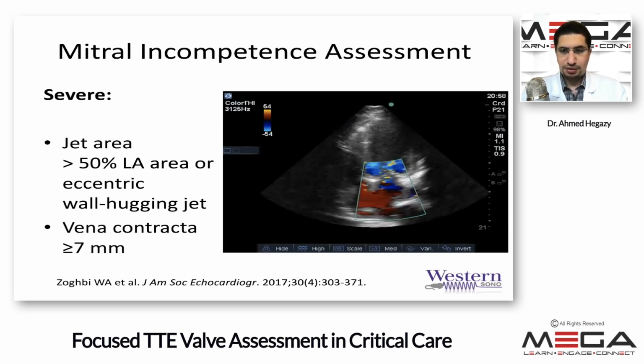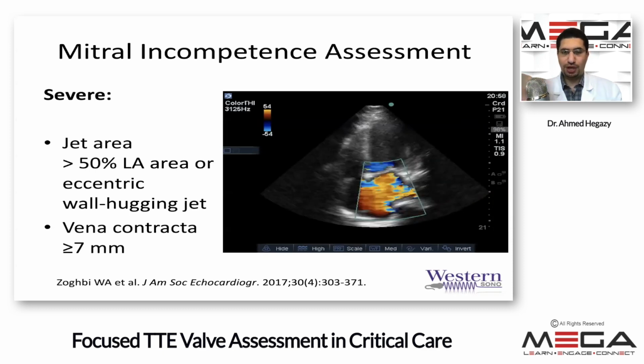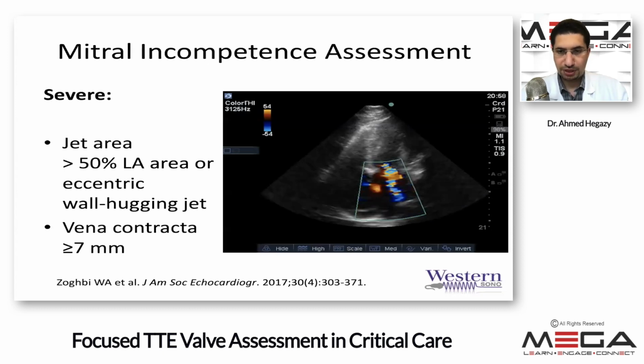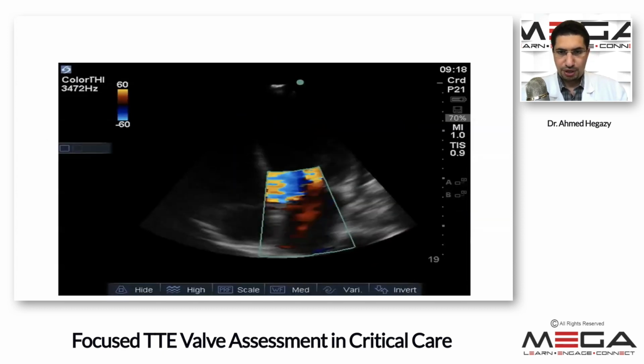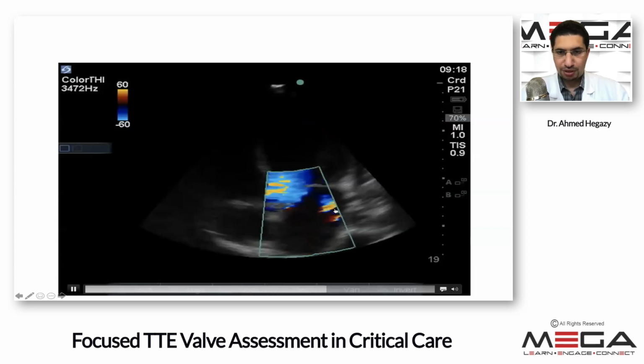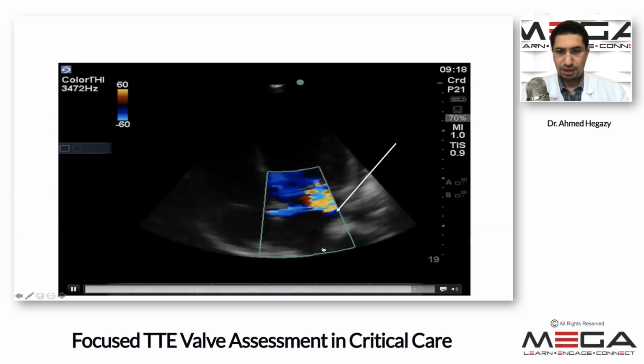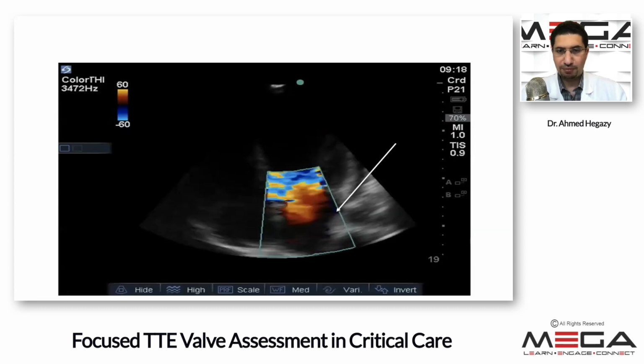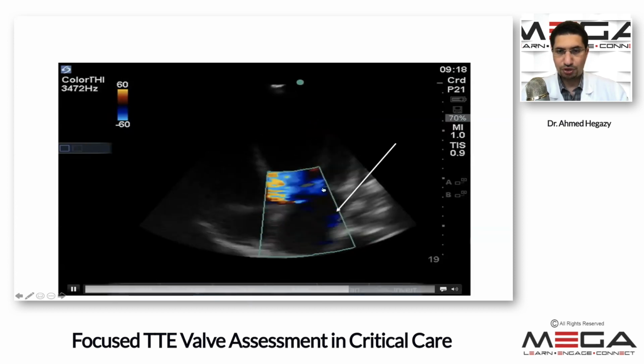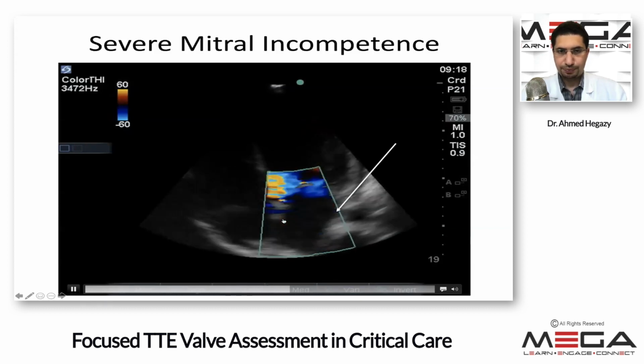Another way to assess whether your mitral incompetence is severe or not is by measuring the vena contracta. And the cutoff for the vena contracta here is 7 millimeters. What is the vena contracta? I'll go through that in a couple of slides. So here I show an example of an eccentric MR jet. And because it's an eccentric wall-hugging jet that reaches all the way to the back of the left atrium, this is by default considered a severe MR jet. As I said, it could be either restriction of this posterior leaflet or hypermobility of the anterior leaflet.